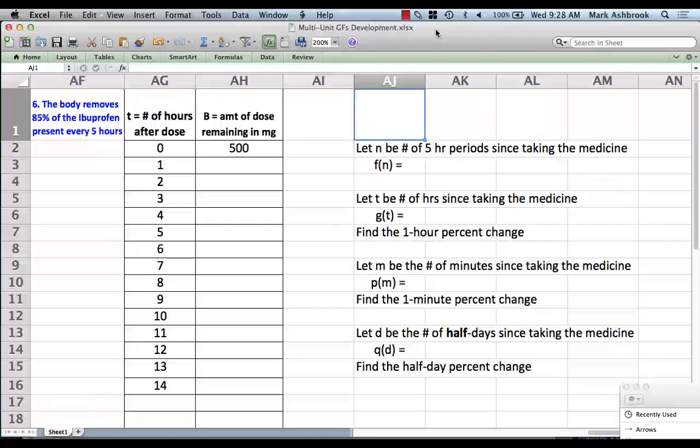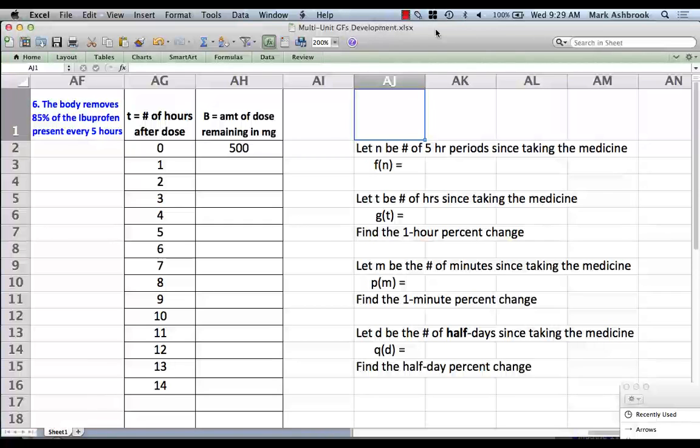Okay, so the gist of this is that you take some ibuprofen, and then every 5 hours, your body removes 85%. So your body eliminates 85% of what you took 5 hours ago. We'll let T be the number of hours after the dose, and B will be the amount of the dose remaining in your body. It's the amount of the initial dose that you still have in your system.